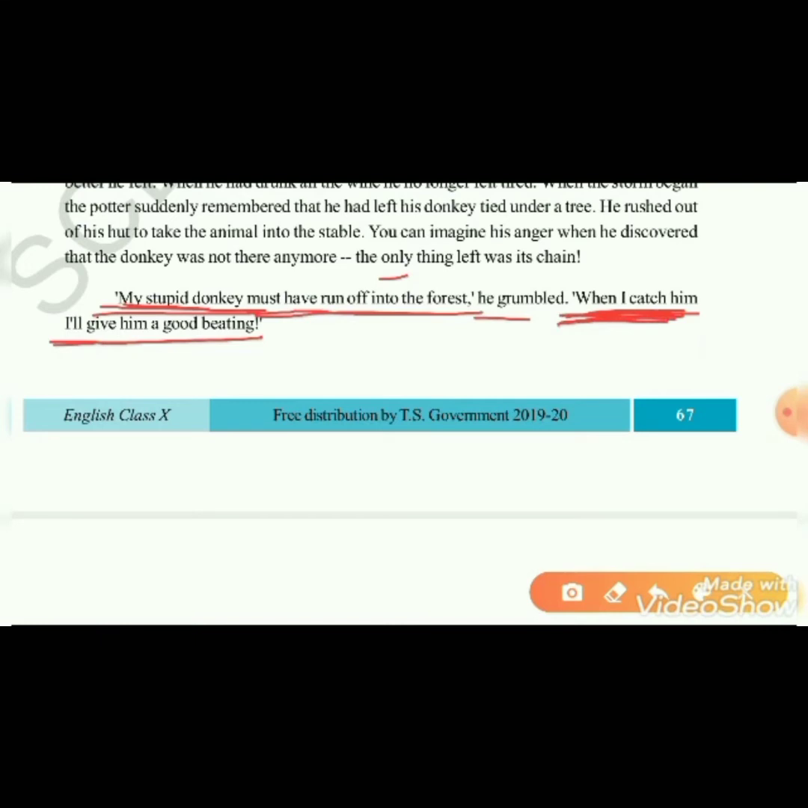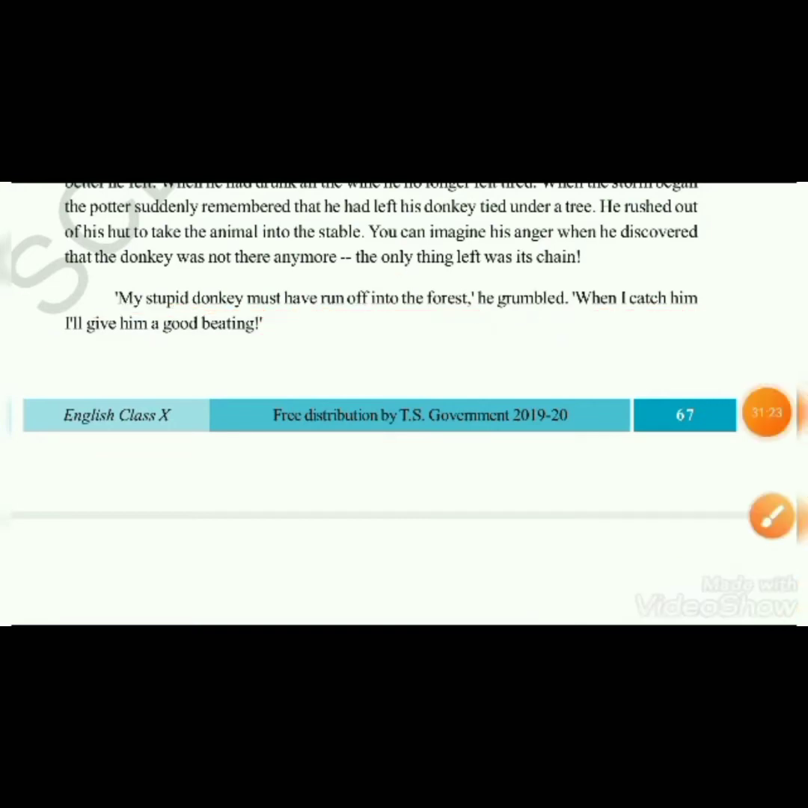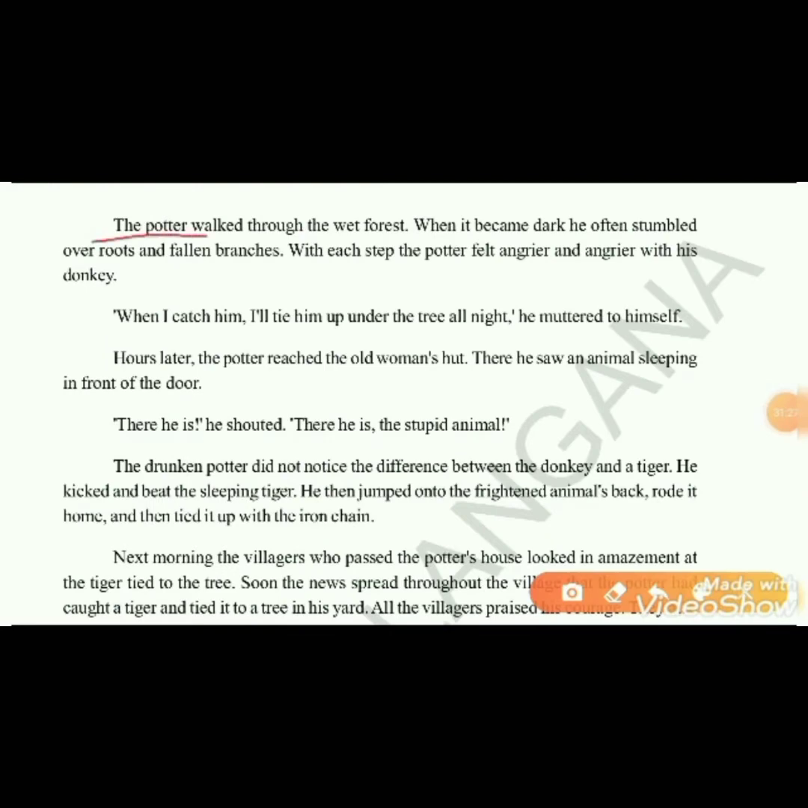When I catch him, I'll give him a good beating. So, what is the promise he is making? If I catch my donkey, I will give him a good beating, not a simple beating. But what kind of beating will he give? A very good beating he will give. Not simply a beating, a very, very good beating he is going to give, children. Okay, this is what he felt.